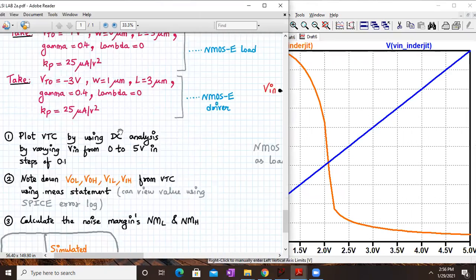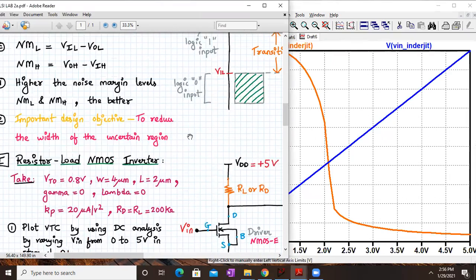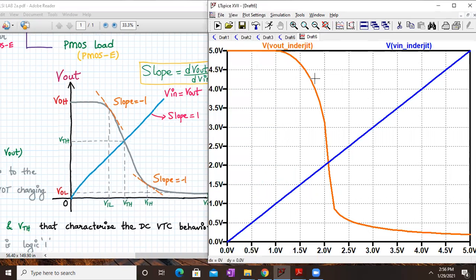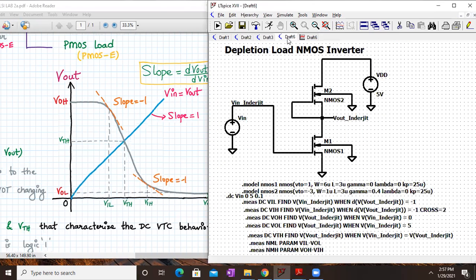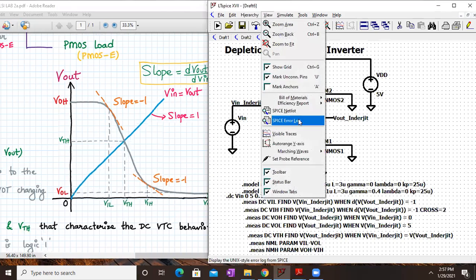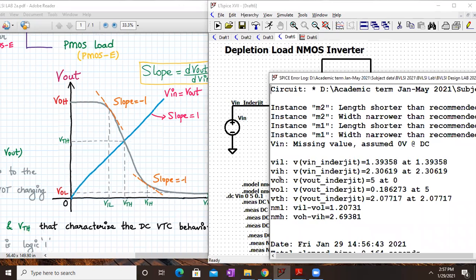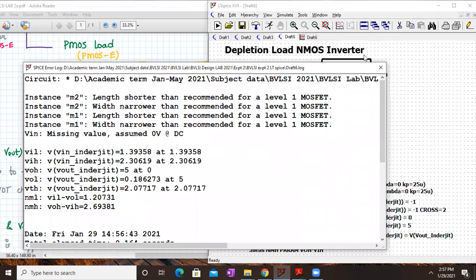This is my characteristics, which is similar to the general characteristics which we have seen earlier. Okay, so from this characteristics, we need to determine VOH, VOL, VIL, and VIH, which we can easily do because we have written all the dot measure statements. So go to View, go to SPICE Error Log, so you get all the values over here. You see VIH, VIL, VOH, VOL, VTH, noise margin low, noise margin high. You see the calculations have become so simple.